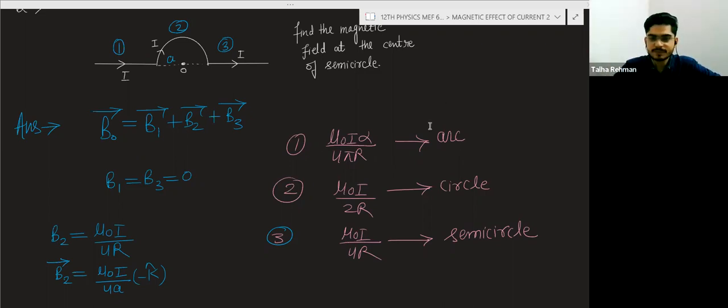You have to just remember the formulas and apply them, and the direction you can get from the right hand thumb rule, whether the simple right hand thumb rule or the modified right hand thumb rule. So don't be confused about why I have written the minus k cap here. Minus k cap represents the inward direction.